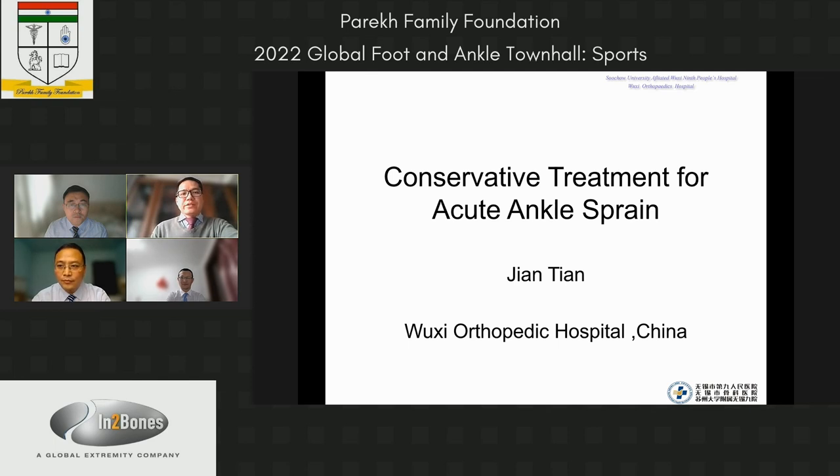Ankle sprain is a very common sports injury, accounting for 15 to 20% of sports injuries. Most are a tear or rupture of the lateral ligament. These two pictures show the ATFL, CFL, and PTFL ligaments. Most ankle sprains result in tears or ruptures of the ATFL and CFL. The ATFL is the most frequently injured ligament in ankle sprain. The CFL is involved in 50 to 75% of the cases, and the PTFL in about 10%.